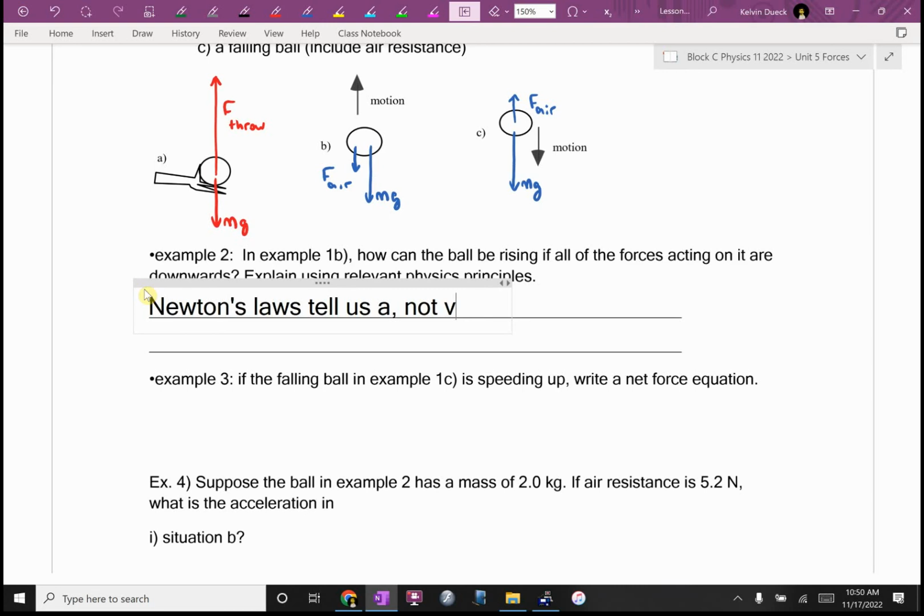Let's keep going. Cameron, if part C is speeding up, write a force equation. Since it's speeding up, they're really telling me I can assume F air is smaller. Who's winning? Who's losing? Equals? Yep.